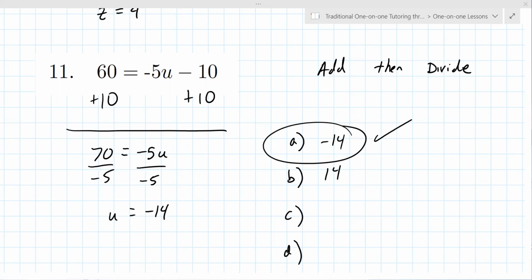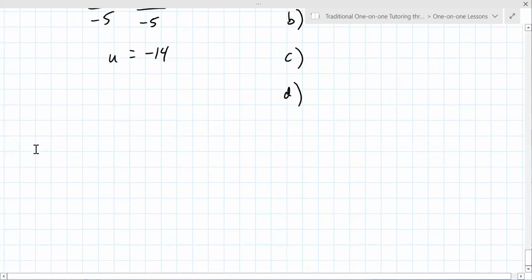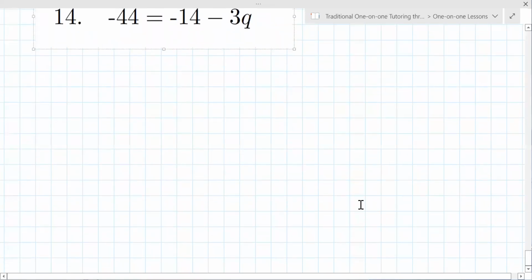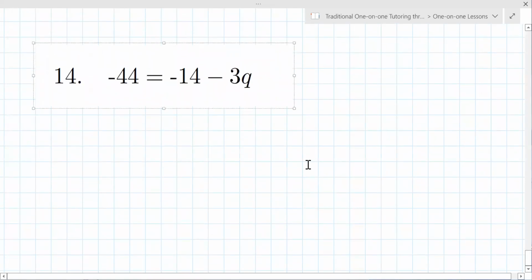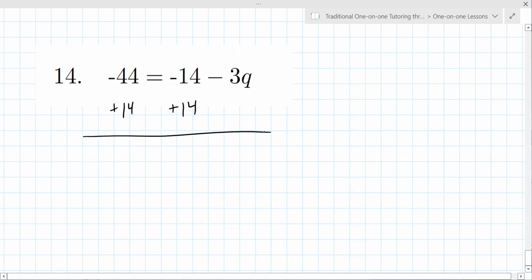All right, let's see here. Let's try one more. This will be our last problem of the day. And if we ever have more time, we'll definitely look more at two-step equations. But here we go. So as a hint here, you're going to add 14 to both sides to start out. Okay. So go ahead and give that a try, please.